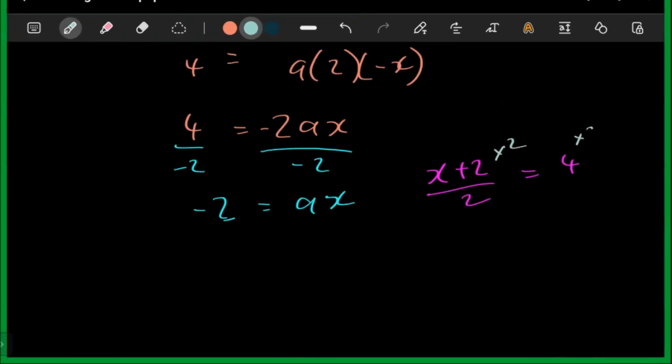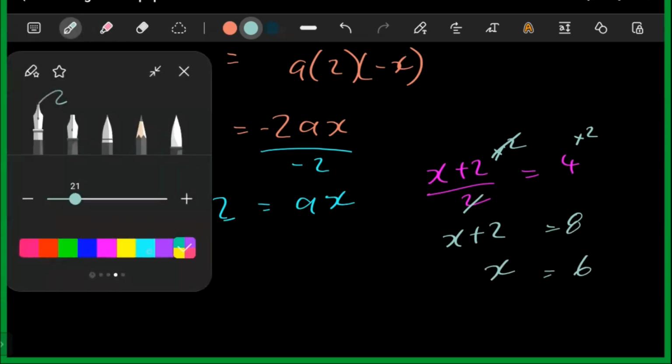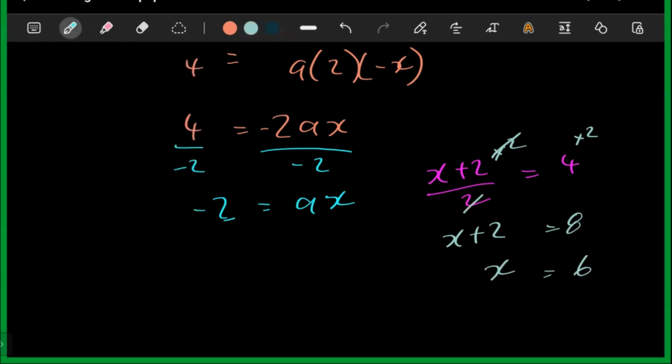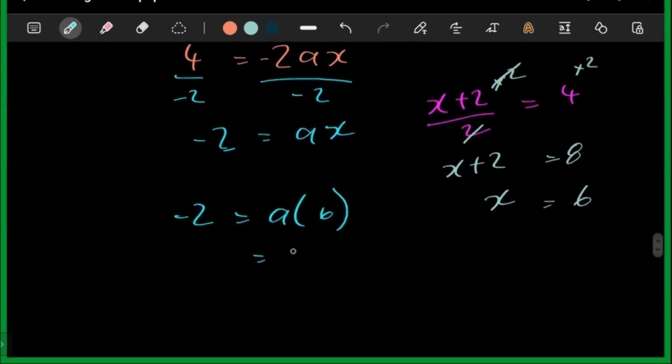Times 2 times 2. There's an 8. x plus 2, 2 goes over. 8 minus 2 is a 6. So remember, for you to stay confident in your maths exams, don't take too long to start writing stuff out. Write what you know you have. So here you can throw x as 6 there. So negative 2a, x as 6. Then I have there 6a, negative 2.